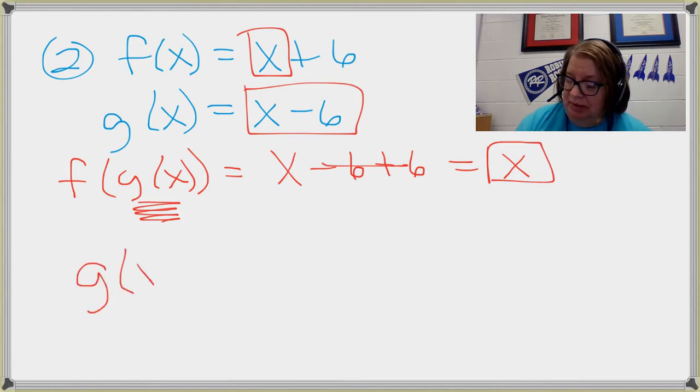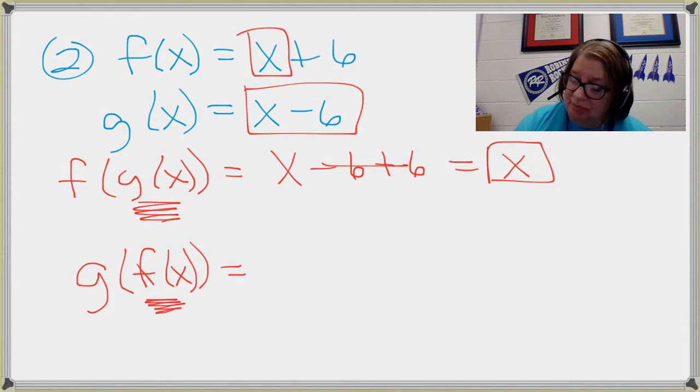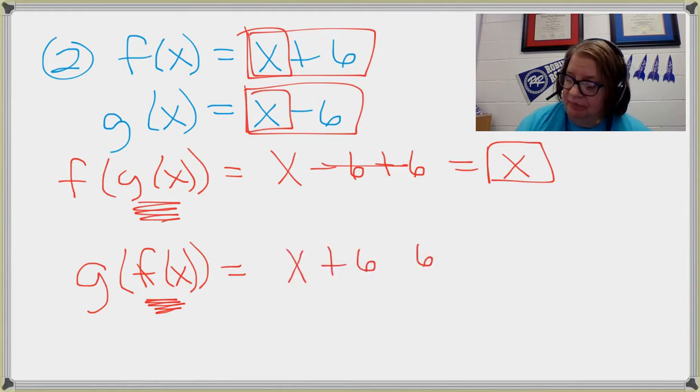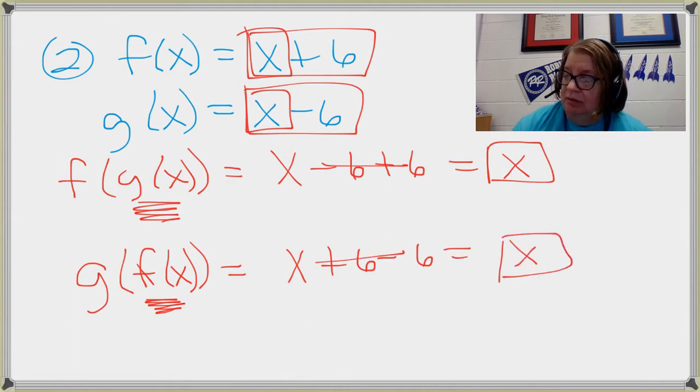By the same token, we take g of f of x, which means we'll start inside the parentheses with f of x, plug it in for x in function g. Those cancel. What's left is x. So yes, these are inverses.